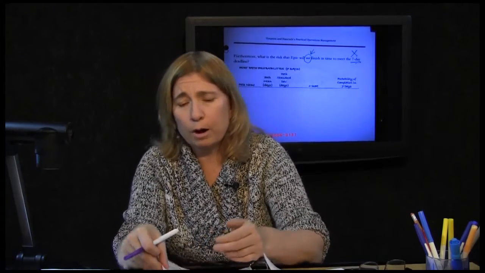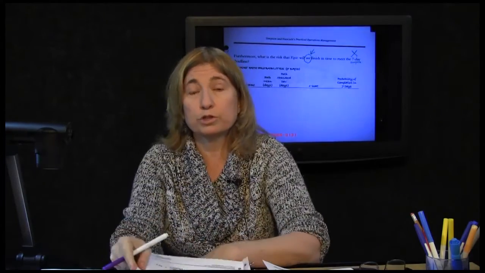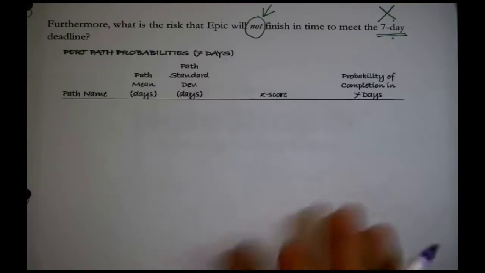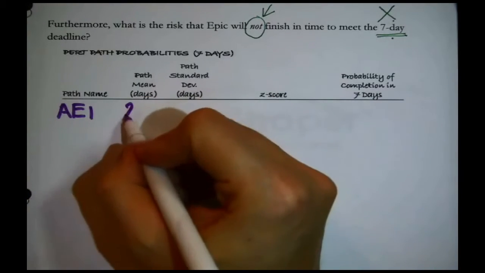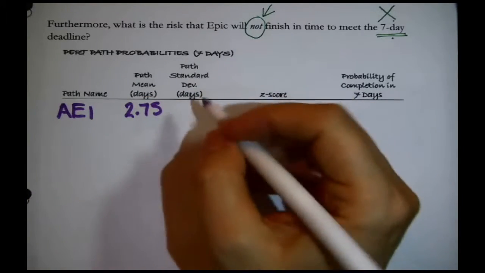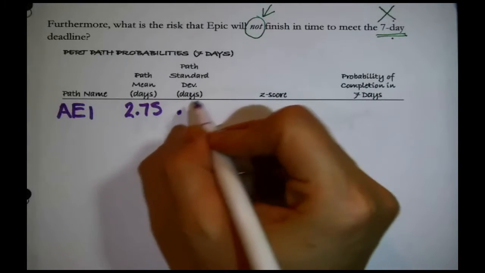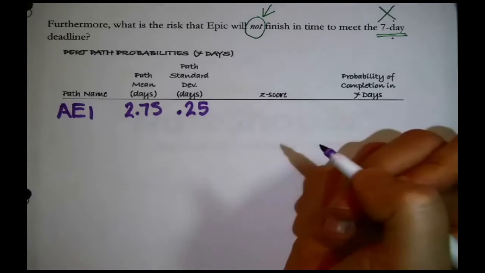Well, the first part is just a repeat of the analysis that we just did. We go through those steps again because we have to calculate first the probability of getting each one of the paths done in 7 days. So for instance, there's AEI. That's the same old path and the same old mean, 2.75, and the same old standard deviation, 0.25, because now we've found it, we don't have to find it again.